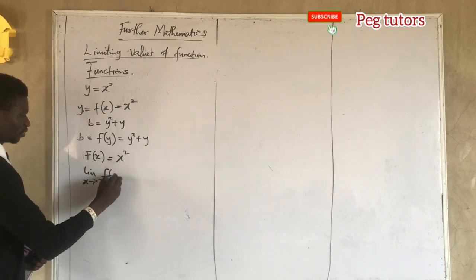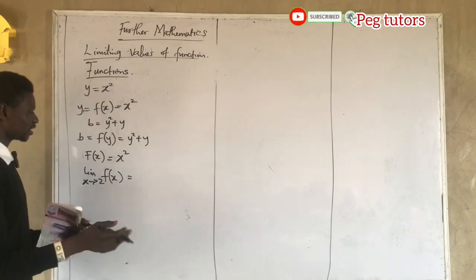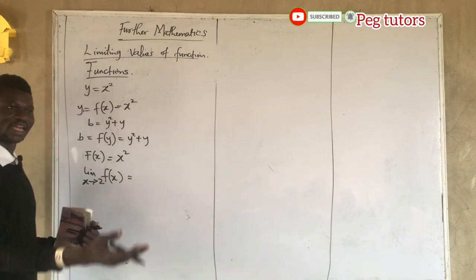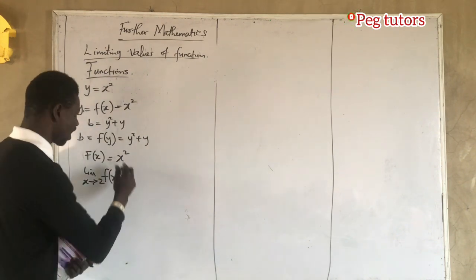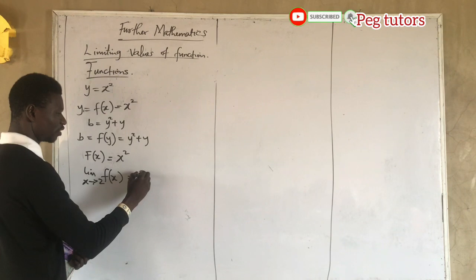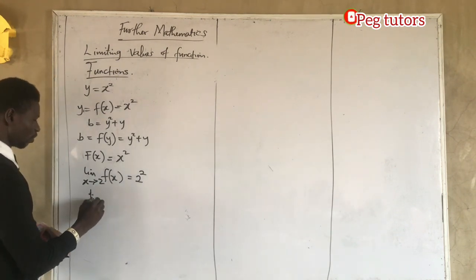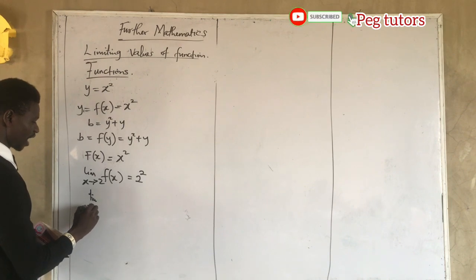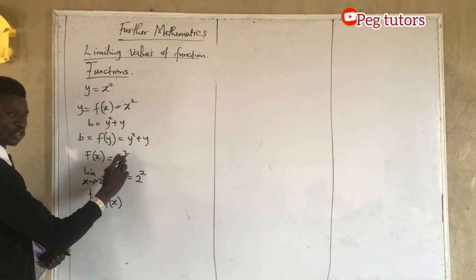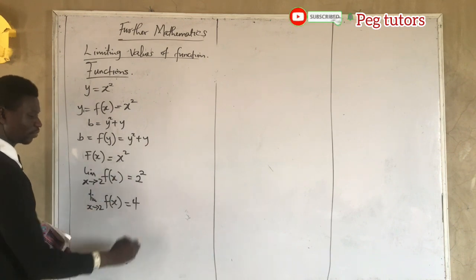f of x is equal to... Now, what it means is that on the other side, wherever you see x, put it as 2. So that here now becomes 2 raised to power 2. Are we there? So hence, the limit as x tends to 2 of f of x in this function becomes 4.